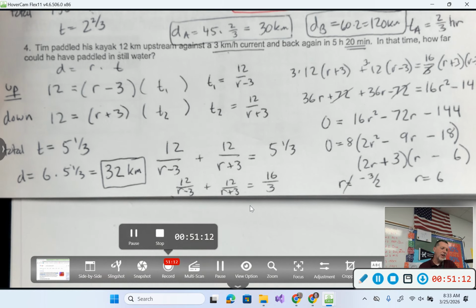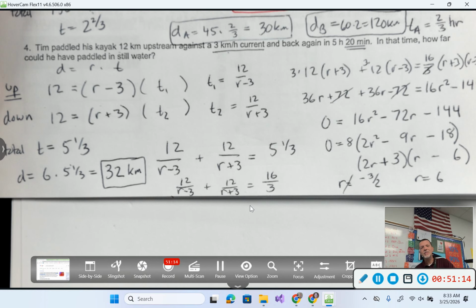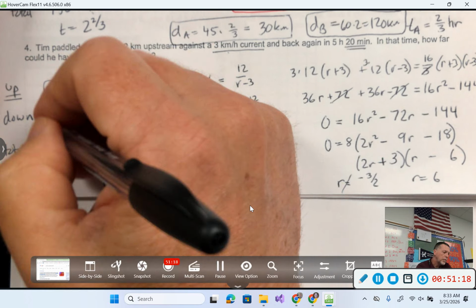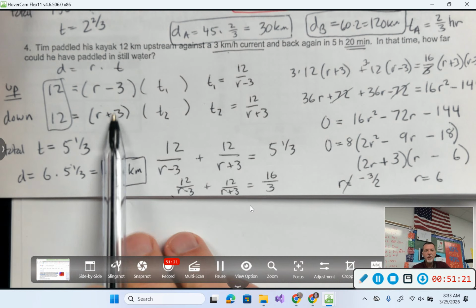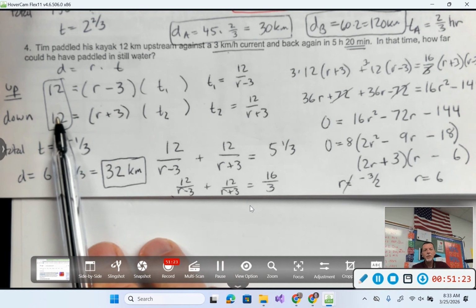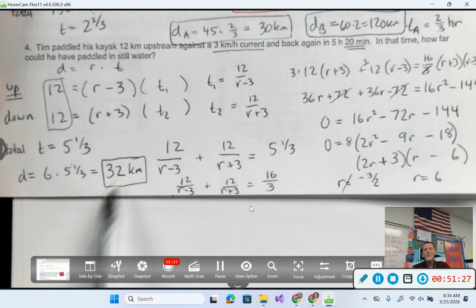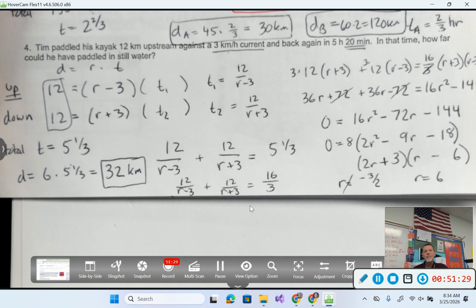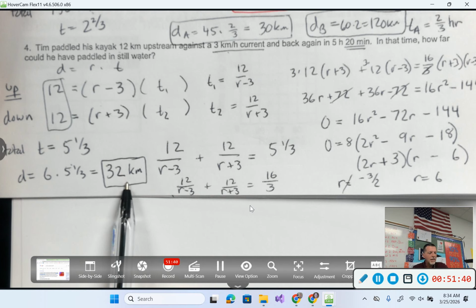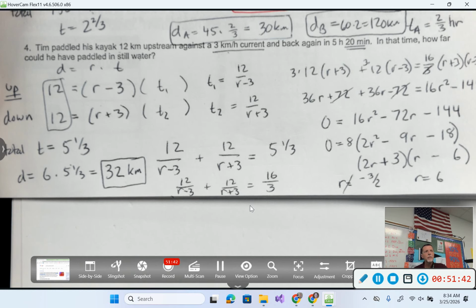How far did he travel total? How far did he paddle total? 24. And part of that was with the current, part of it was against the current. He made it 24. If he was in still water, he could have gone a lot farther. And maybe that doesn't make sense intuitively. It feels like part of the time you're going with it, part of the time you're against it, it kind of works itself out. But no, he could have gone a lot farther in still water.